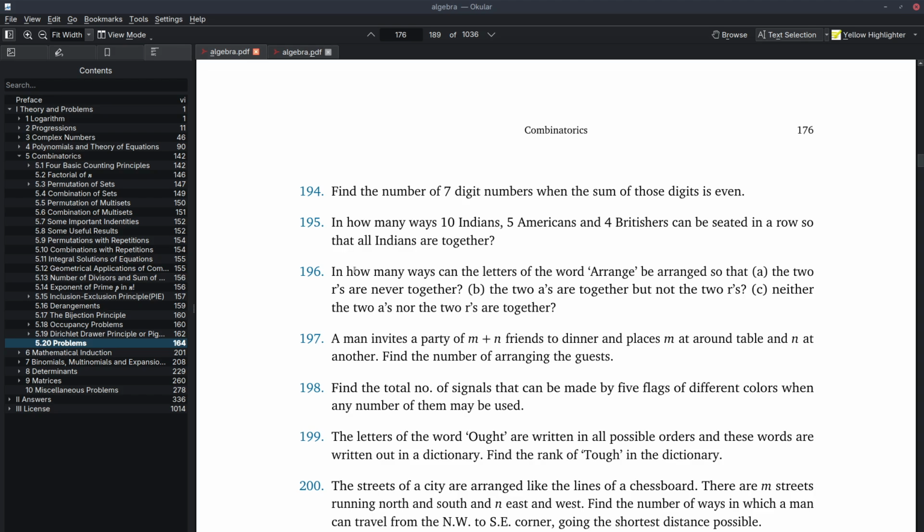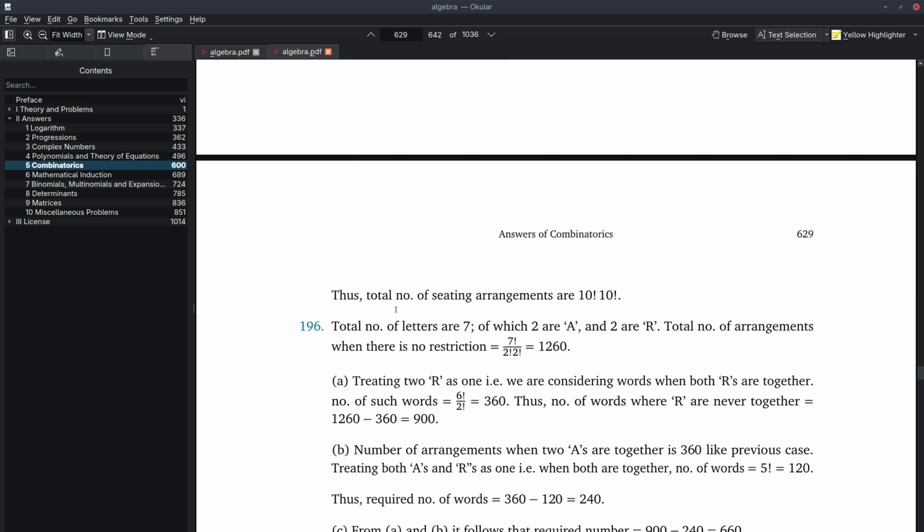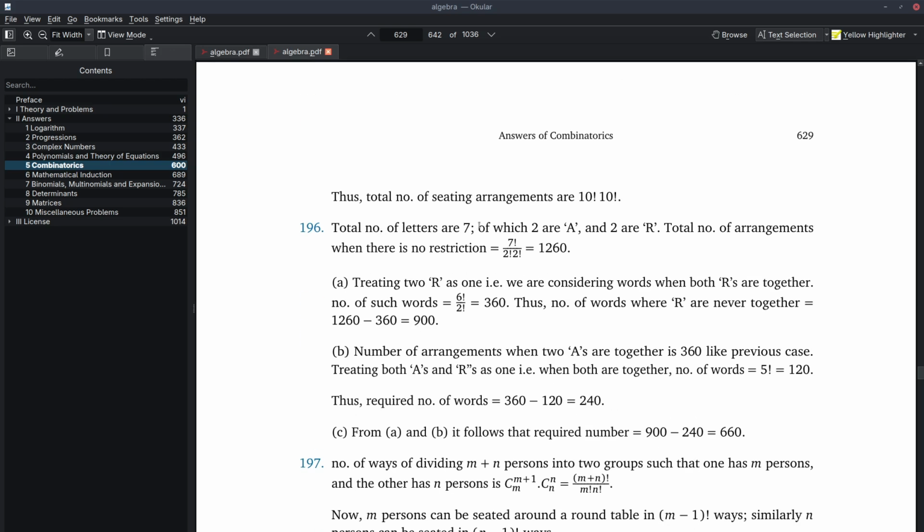Question 196 says that in how many ways can the letters of the word ARRANGE be arranged so that A, the two R's are never together, B, the two A's are together, but not the two R's. Third is C, neither the two A's nor the two R's are together. So there are a total of 7 letters in ARRANGE, 2 of which are A and 2 of which are R. The total number of arrangements without any restriction would be 7 factorial divided by 2 factorial multiplied by 2 factorial, that is 1260.